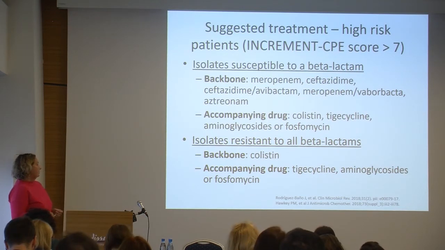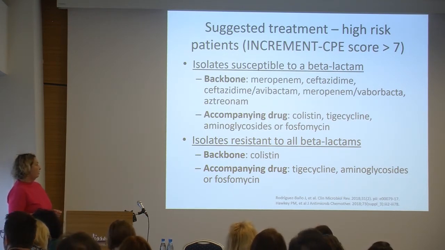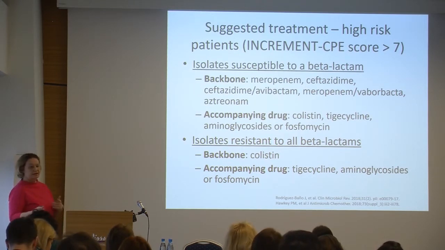When isolates are resistant to all beta-lactams, then the backbone becomes colistin, with a combined drug: tigecycline, aminoglycoside, or fosfomycin. It then again depends on where the source of the infection is and which drug and which bacteria you have. When you have isolates which are resistant to beta-lactams and colistin, then you just use a combination of any active drugs.